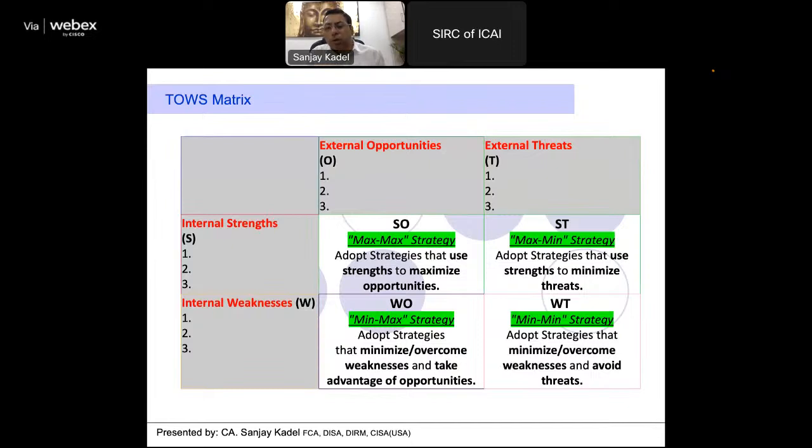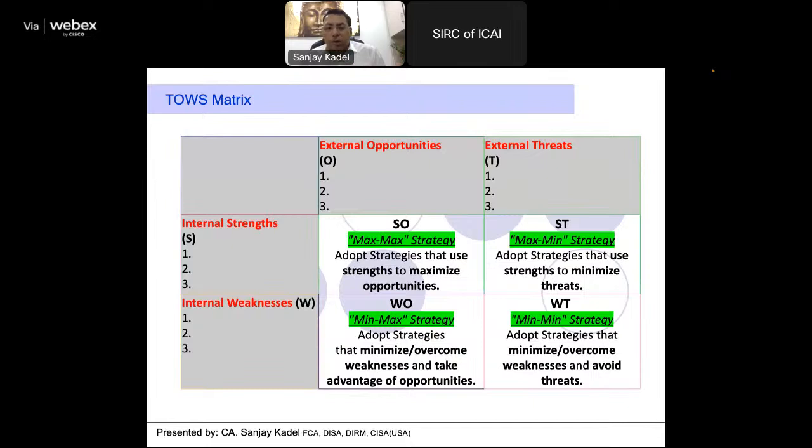strategic options. How? If you take the combination of strengths and opportunities, you can adopt or design strategies that make maximum use of your strengths to maximize the opportunities. So this we call a max strategy. Why is it a max strategy? Because we are maximizing the strengths, making maximum use of our strengths, and we are trying to maximize the opportunities.